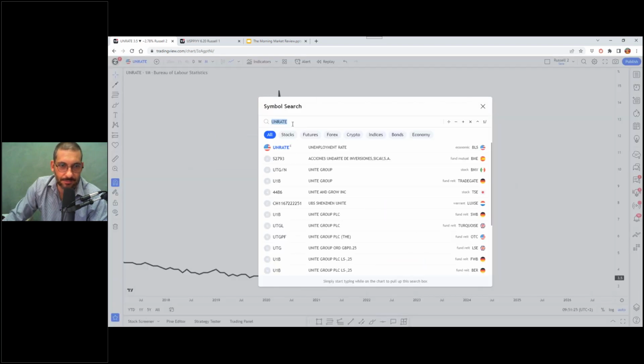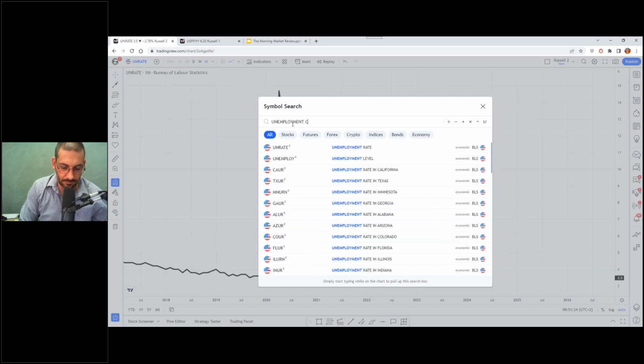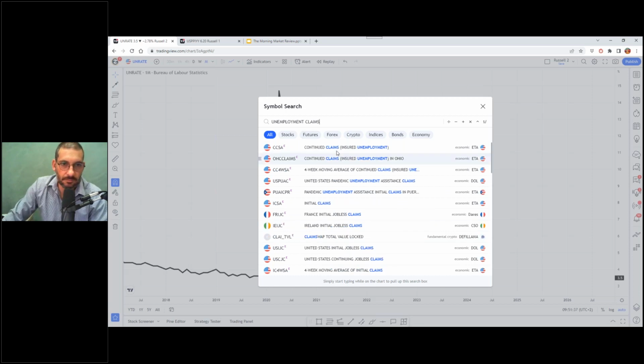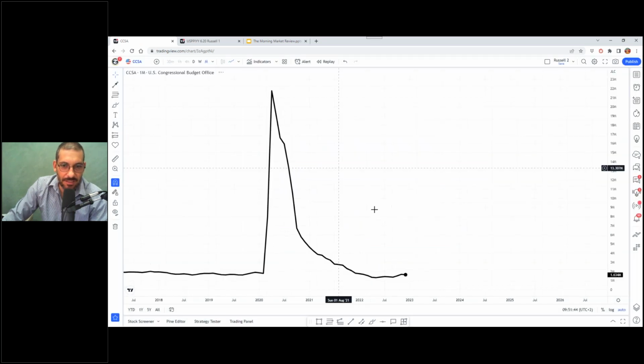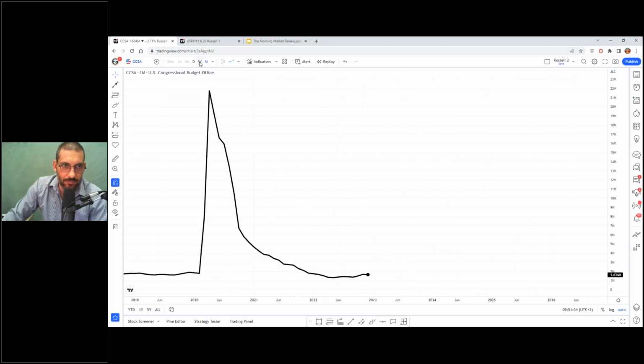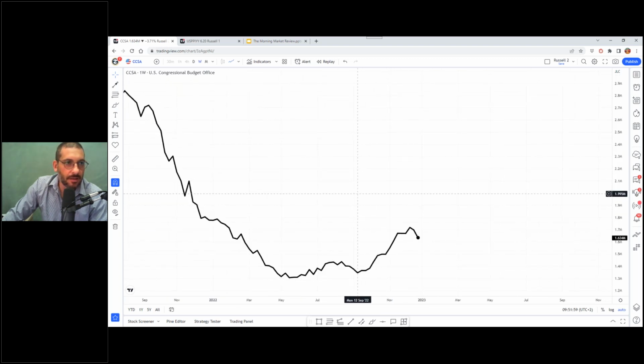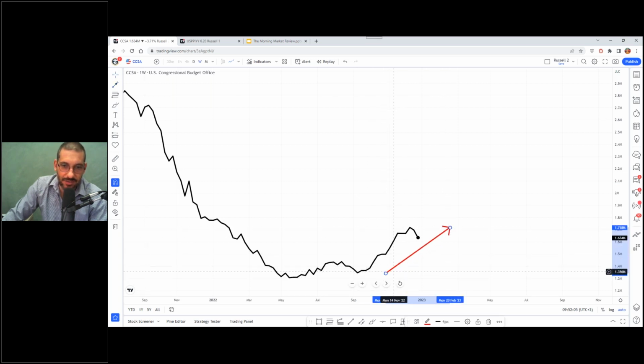So let's take a look at unemployment claims. I don't want to look at the initial, I want to look at the continued. Initial would be first-time claimants. Continuing is the amount that can't get off of unemployment. Interestingly, it's hooked down. Unemployment claims are coming out today. But you can see it's rising.